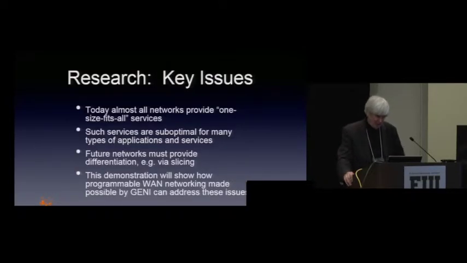So research, some key issues. Today, almost all networks provide for a one-size-fits-all service. That's obsolete. One size never fits all, especially in a technology domain. Such services are suboptimal for many types of applications and services. They simply cannot be done on traditional networks. TCP, by the way, is an antique protocol. 40 years? Come on. Future networks must provide differentiation, and one way to do this is slicing. And this demonstration will show how programmable WAN networking, made possible by GENI tools and capabilities, can address these issues.